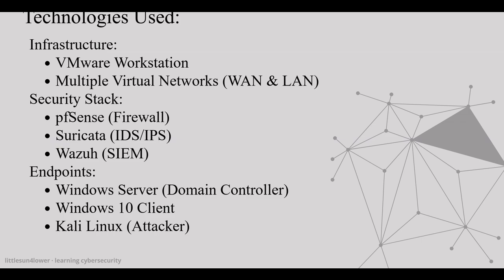Inside the internal network, I have a Windows server configured as a domain controller, and a Windows 10 machine as a domain-joined client. Separately, I'm using Kali Linux as an external attacker machine connected to the WAN side of pfSense. So the internal systems generate logs and the Kali machine generates attacks. This allows me to simulate real external attack scenarios and monitor how the defensive stack responds.